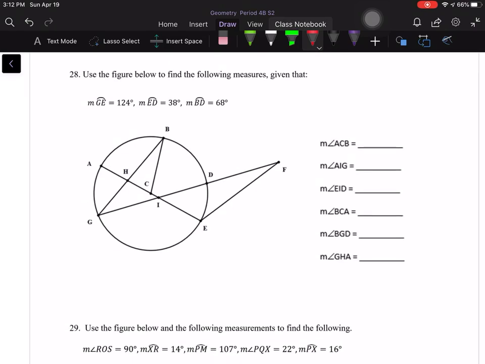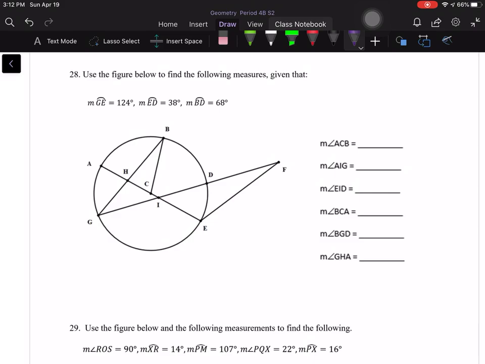Okay, now for my favorite ones. These are questions that are kind of like a puzzle. So you just have to go through and figure out like what pieces do you know, and then how can you work with those to find other pieces of it. So the first thing I like to do is always fill in what do they give me for the given information. So I'm going to do that in purple.